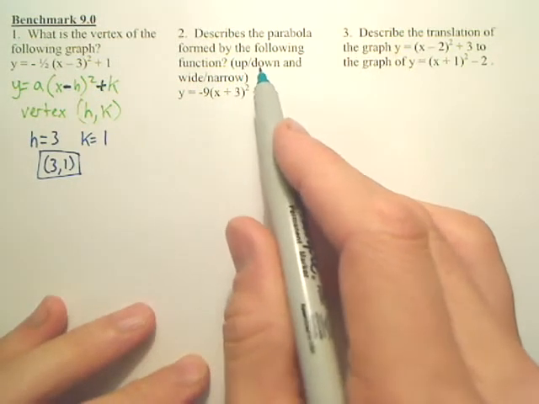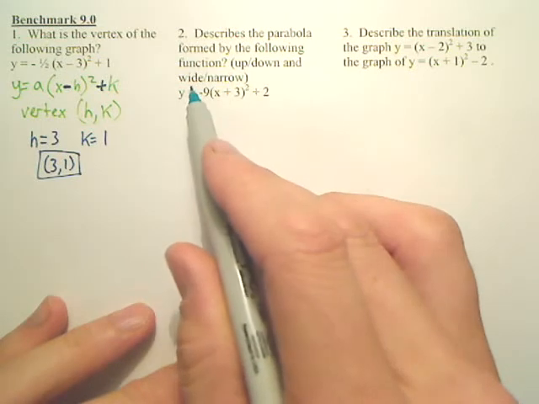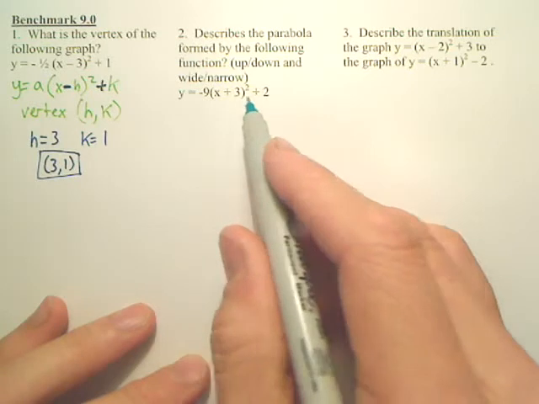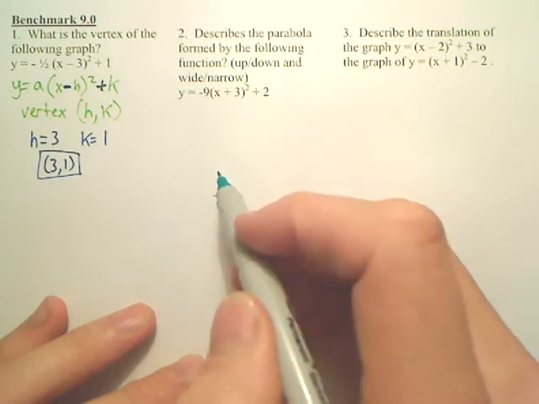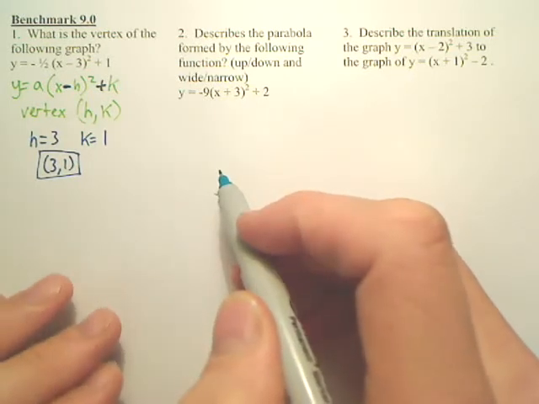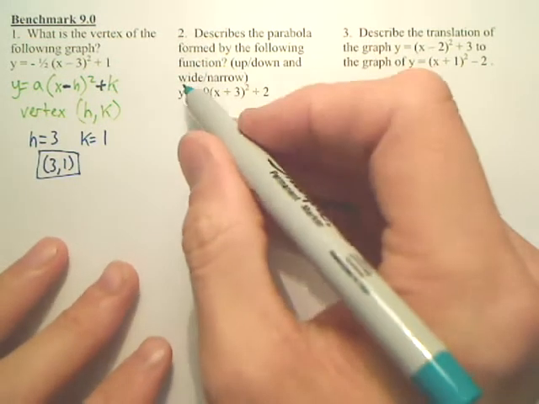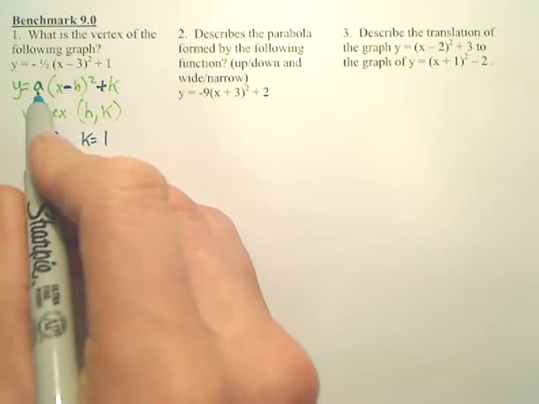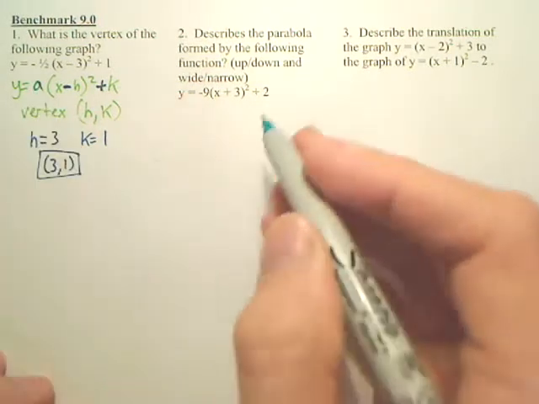Okay, now the second one: describe the parabola formed by the following function in terms of whether it is facing up or facing down, and whether it is wide or narrow. Do we care about the vertex for that? No. The vertex is kind of where the parabola is located. What we care about is your a value. Remember that little guy? The a value is the number in front.